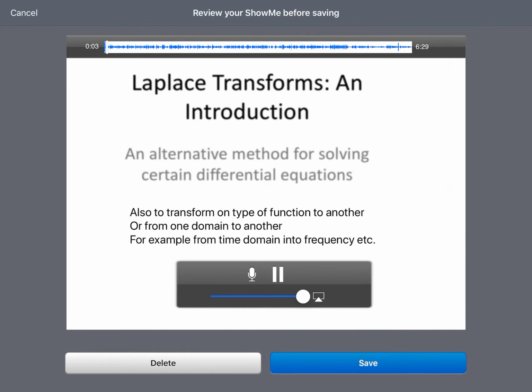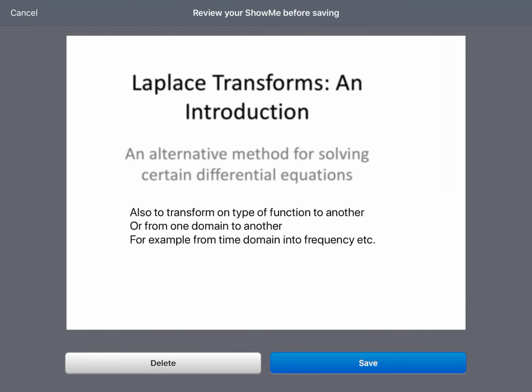Hello, in this lesson I'm going to talk about Laplace transforms. The Laplace transform is a concept that is used a lot and is very useful for engineers, especially control engineers and electrical engineers. It is not only used to solve differential equations, but also to transform one function from one domain to another.